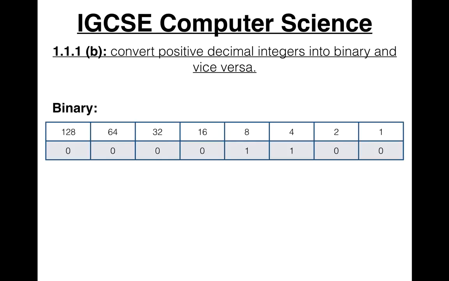For binary, let's take this number here, for example. We have 1 under 8 and 1 under 4. So it would be 8 times 1 plus 4 times 1, which would give you 8 plus 4, which would give you 12. So that binary number here would be 12 in decimal.